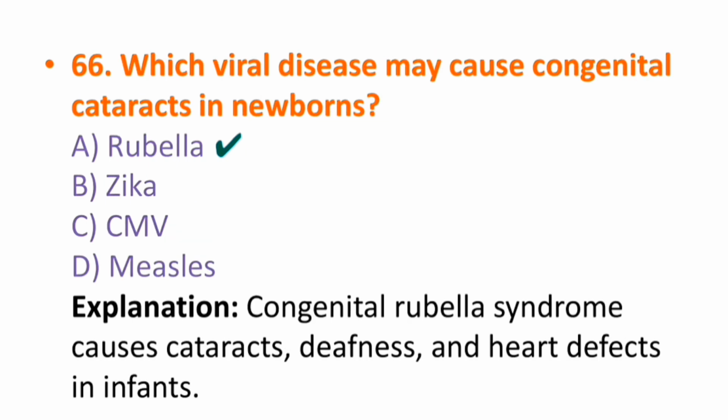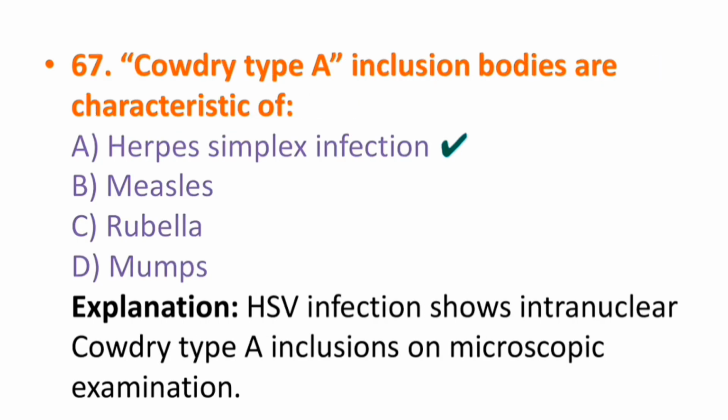Which viral disease may cause congenital cataracts in newborns? Option A, rubella, option B, Zika, option C, CMV, option D, measles. The correct answer is option A, rubella. Congenital rubella syndrome causes cataracts, deafness, and heart defects in infants. The viral disease that causes congenital cataracts is rubella.